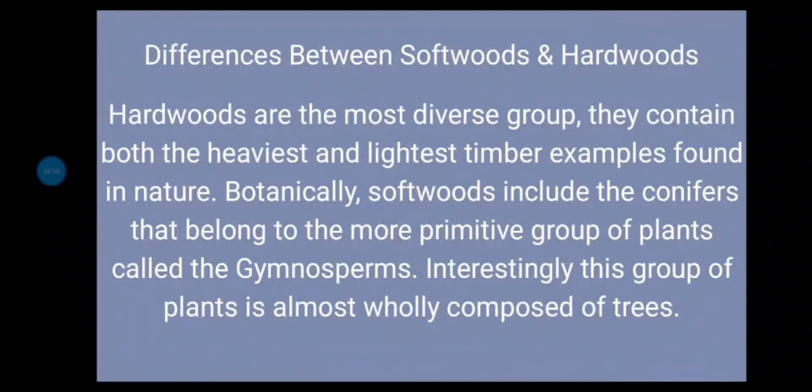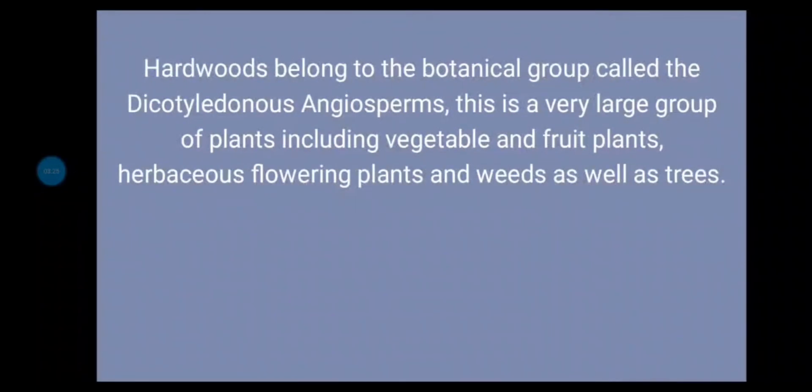So, the differences between softwoods and hardwoods. Hardwoods are the most diverse group. They contain both the heaviest and lightest timber examples found in nature. Botanically, softwoods include the conifers that belong to the more primitive group of plants called the gymnosperms. Interestingly, this group of plants is almost wholly composed of trees. Hardwoods belong to the botanical group called the dicotyledonous angiosperms.